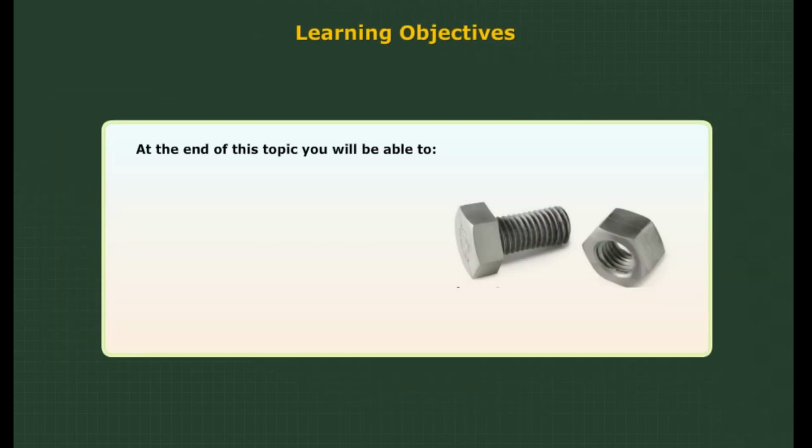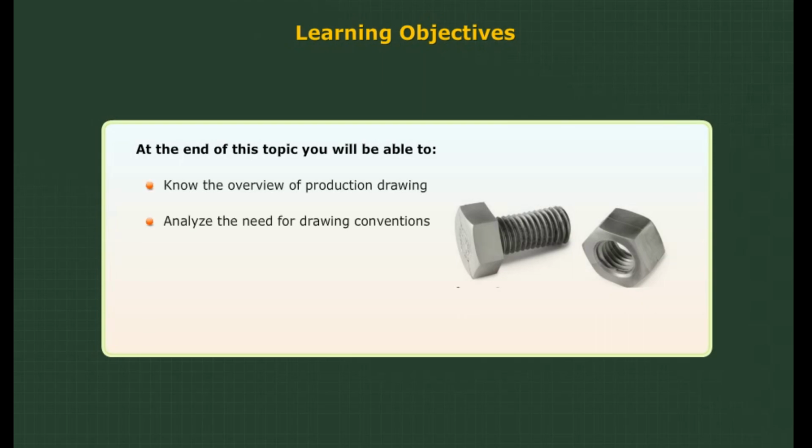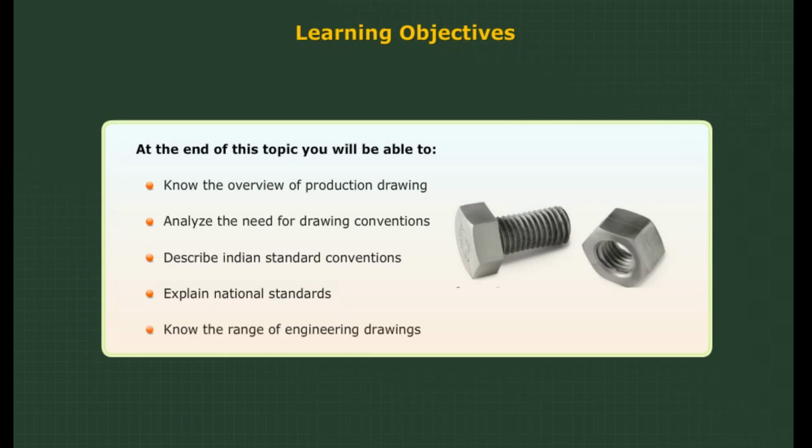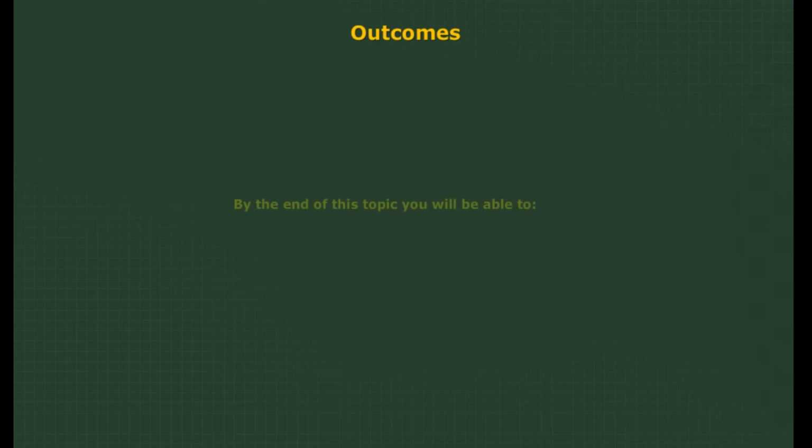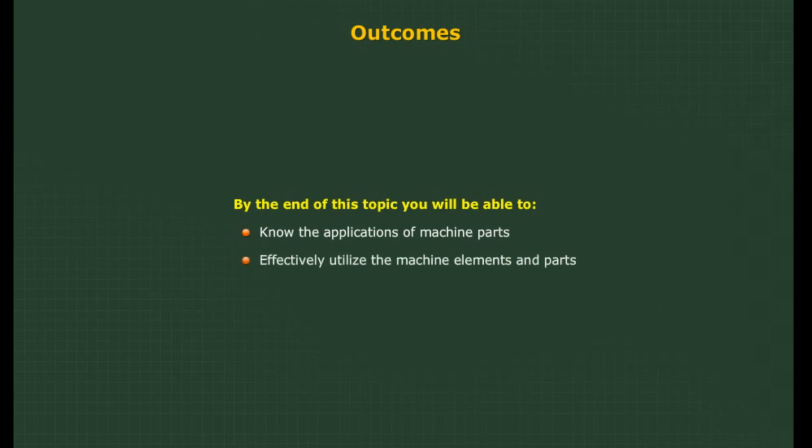Learning objectives. At the end of this topic, you will be able to know the overview of production drawing, analyze the need for drawing conventions, describe Indian standard conventions, explain national standards, and know the range of engineering drawings. Outcomes. By the end of this topic, you will be able to know the applications of machine parts and effectively utilize the machine elements and parts.